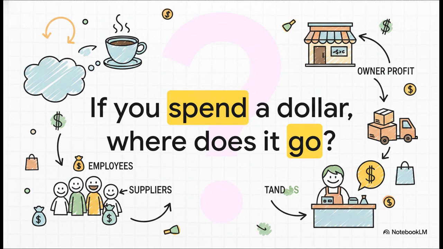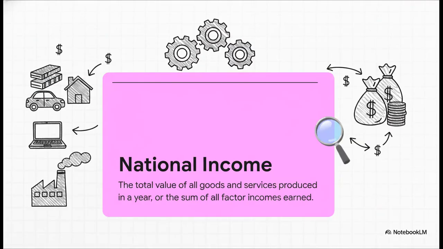Every single dollar spent is also a dollar earned. Your expenditure is always someone else's income. And that leads us right to our main concept, national income. The official definition is it's the total value of all the stuff, all the goods and services a country produces in a year. But as we just figured out, we can get to that number in two ways, either by adding up what everyone spent on all that stuff, or by adding up what everyone earned from making it.